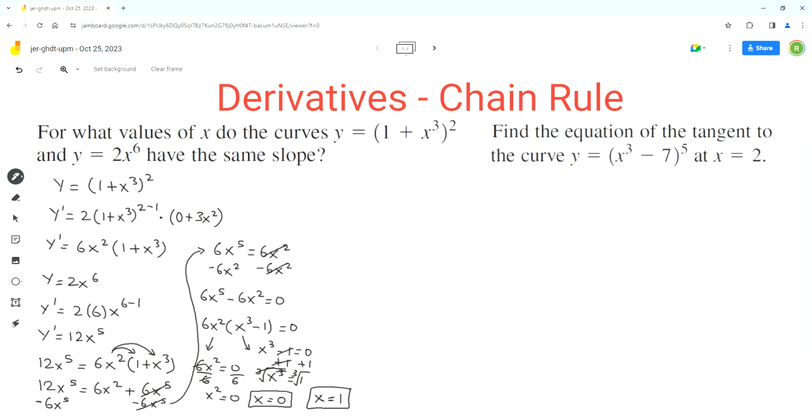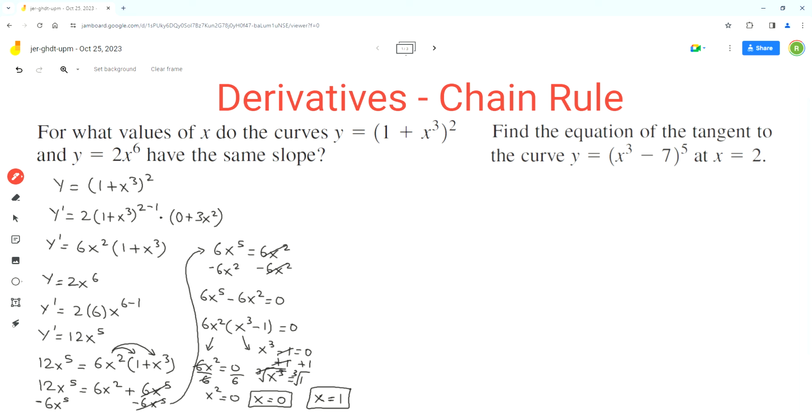So these are the two x values at which the curves have the same slope. So now we are done with the first problem and now we can analyze the second problem. So we have to find the equation of the tangent to the curve y equals (x cubed minus 7) exponent 5 at x equals 2.